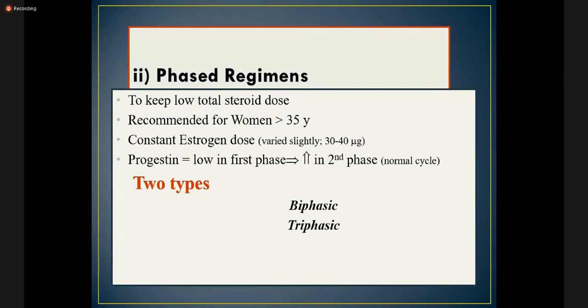Now, phase regime: there are other regimes available to keep the total steroid dose low, and they are recommended for women over 35 years. The estrogen dose is constant or varied slightly, and progestin is low in the first phase but high in the second phase to maintain the bleeding. On that basis, we have divided the phase regime preparations into biphasic and triphasic.